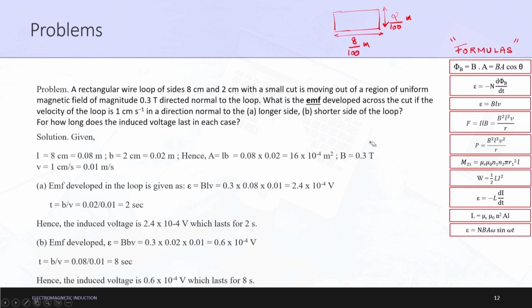Moving on. So, velocity of the loop is 1 centimeter per second in a direction normal to the, so there are two questions here, one through the longer side and one through the shorter side.